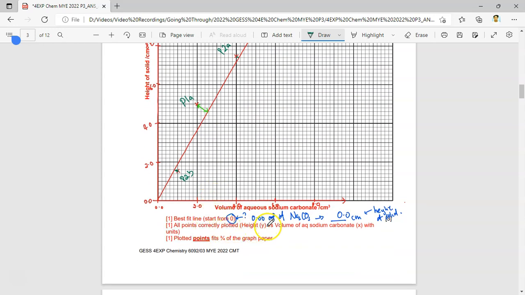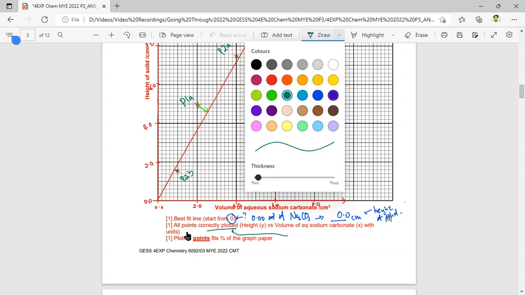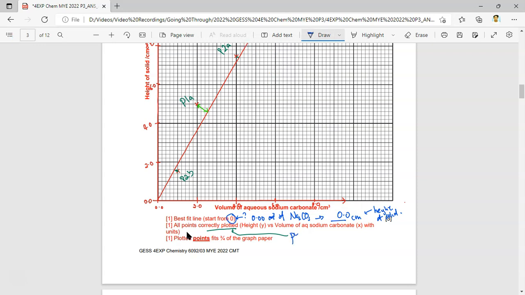Secondly, are all points plotted correctly? The teachers will literally go in and check at this point whether it is plotted correctly or not. And when we say plotted correctly, what we are really looking out for is that the points are plotted accurate up to half of the smallest division. Half of the smallest division.